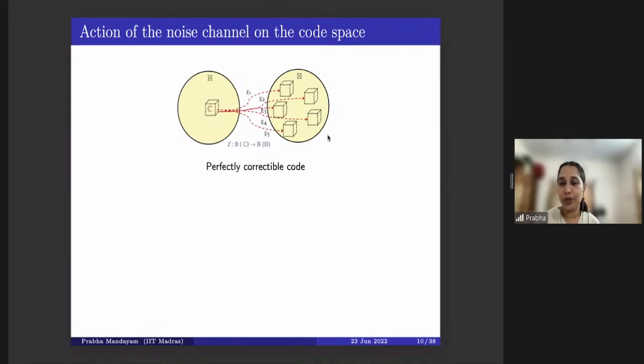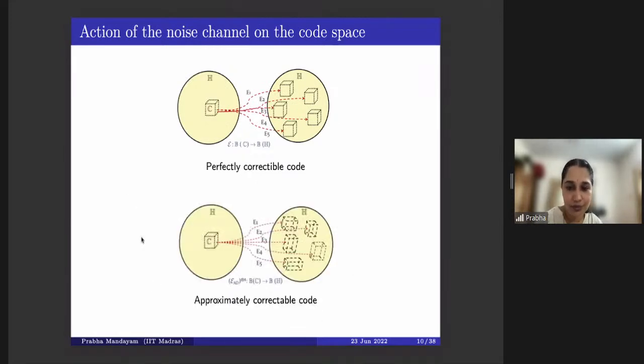So once I make that measurement, my recovery operation is very simple. I simply have to do an appropriate X gate at the location where I have detected the error. So this is the mathematical understanding of a perfectly correctable code. But in practice, this is what is going to happen, right?